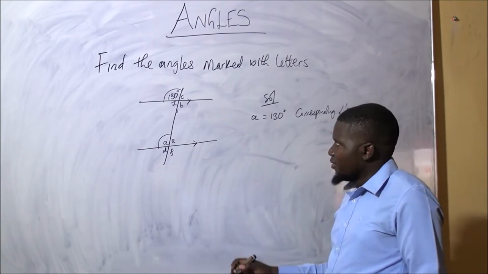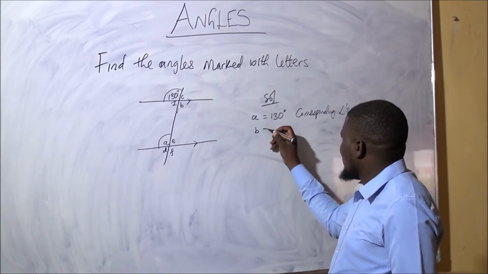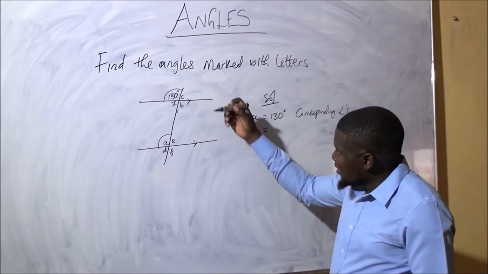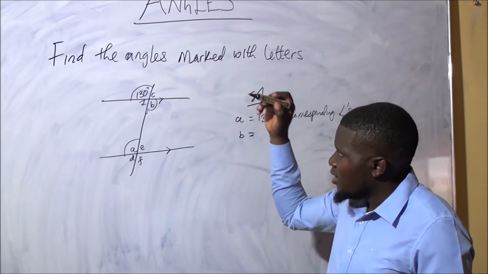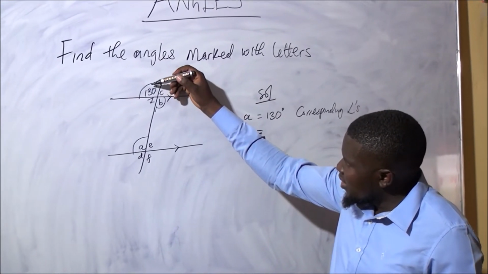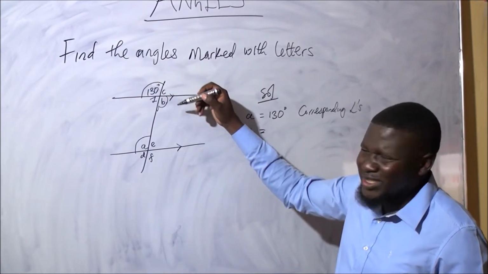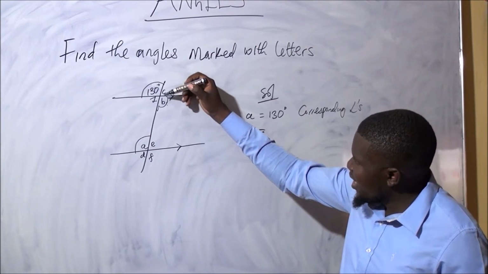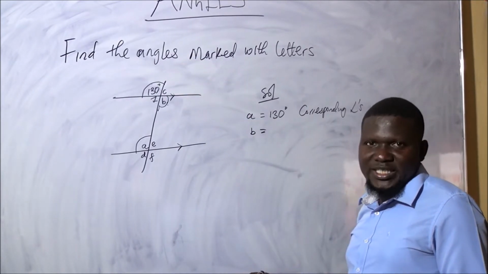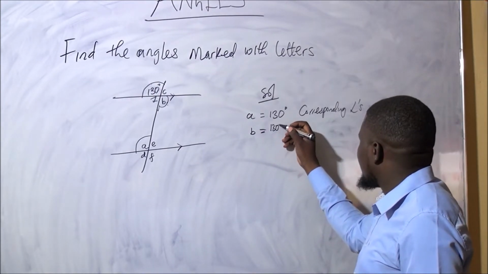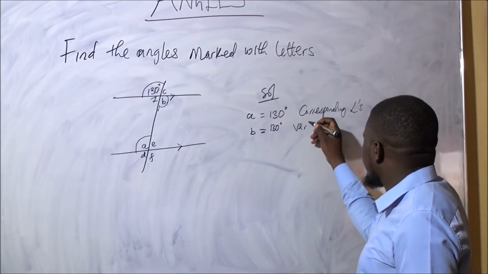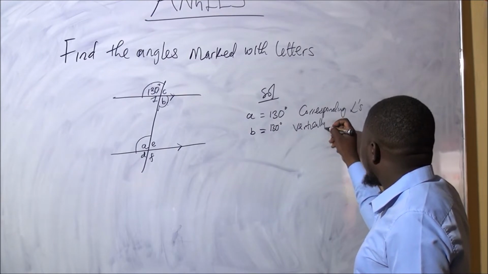Let's look at letter B. Looking at letter B here, this angle here and this angle here are vertically opposite angles. This angle B and 130 degrees are equal to each other. So angle B is 130 degrees. We say vertically opposite angles.